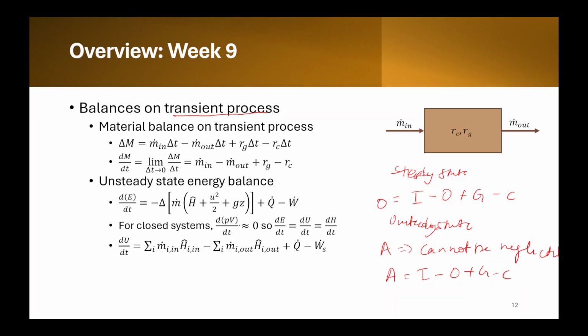For closed system, however, because of this term almost equal to zero, we see that dE by dt is equal to du by dt is equal to dh by dt. And du by dt owing to this becomes the change in enthalpy, basically enthalpy coming in minus enthalpy coming out, plus the heat rate minus the shaft work rate.